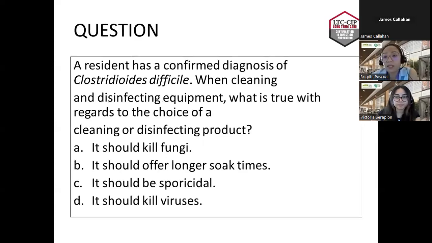Next slide, please. So, question: a resident has a confirmed diagnosis of C. difficile. When cleaning and disinfecting equipment, what is true with regards to the choice of cleaning or disinfecting product? Is it A, B, C, or D? The answer is C. Because C. difficile is a spore-producing bacillus, it is important that a sporicidal cleaning or disinfecting product be used to ensure that spores are going to be killed.